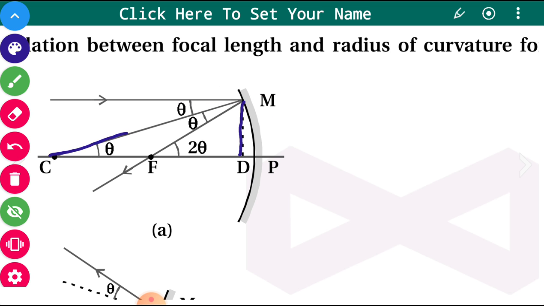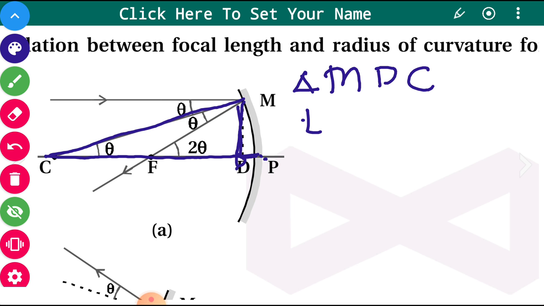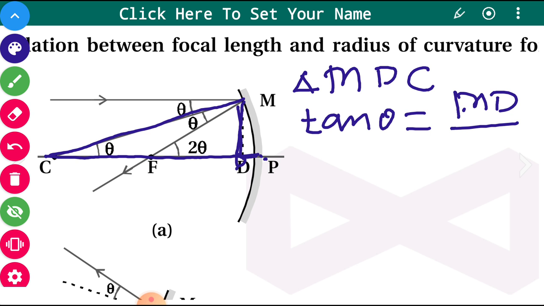This triangle you consider. Okay, here DP is very small. So as such this D is on P or P is on D, this is a very small gap. So you just try to consider this triangle MDC. In this triangle tan theta, as you know, tan theta is opposite, that is MD upon CP. Okay, and in the smaller triangle, this triangle I am talking about, that is MDF.